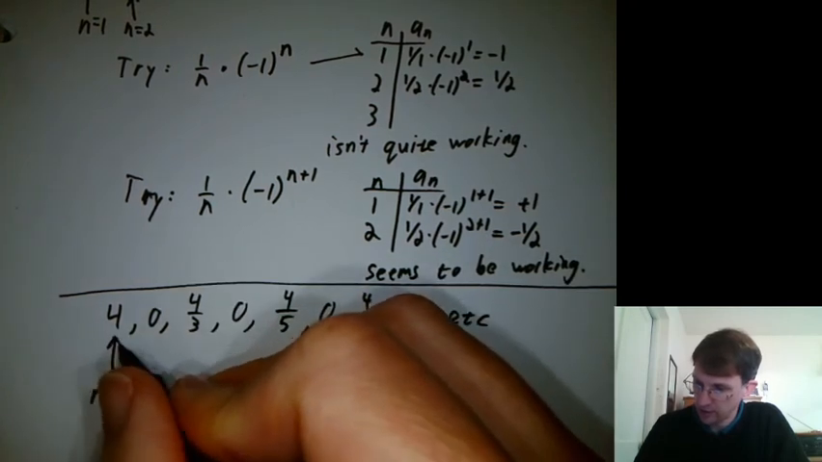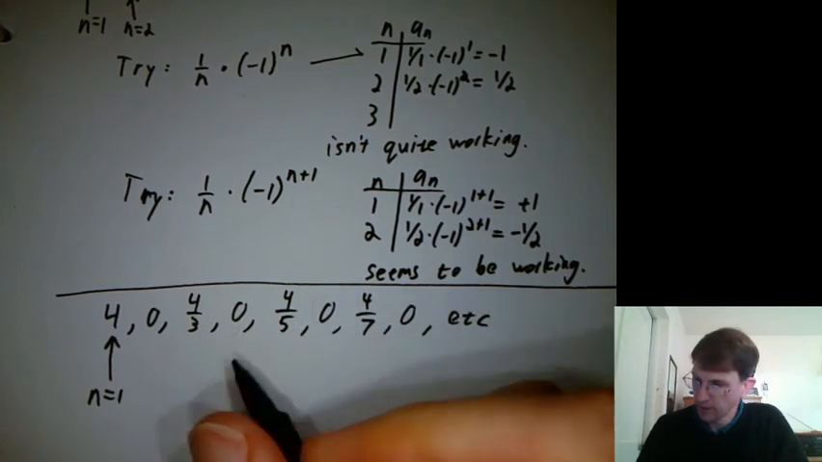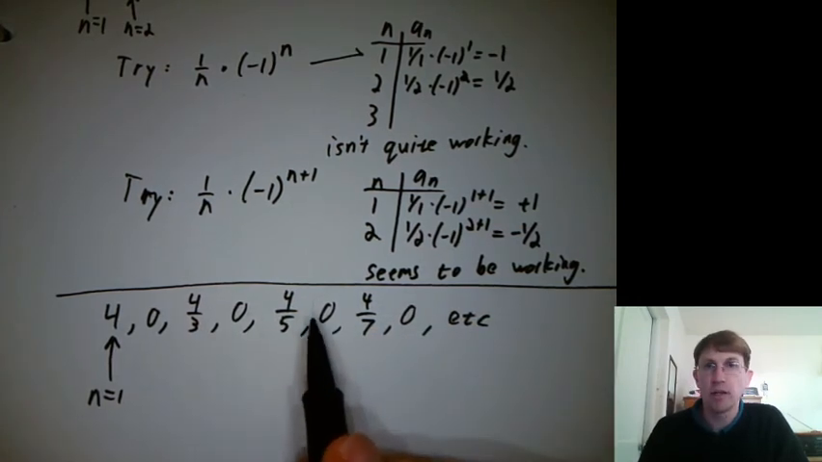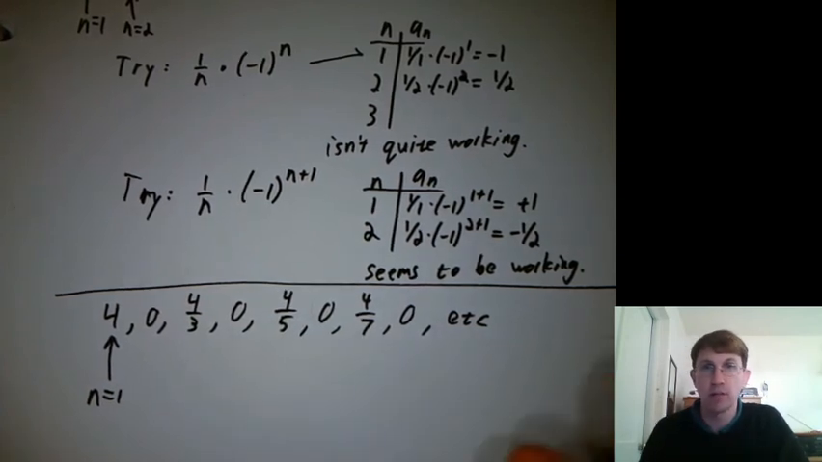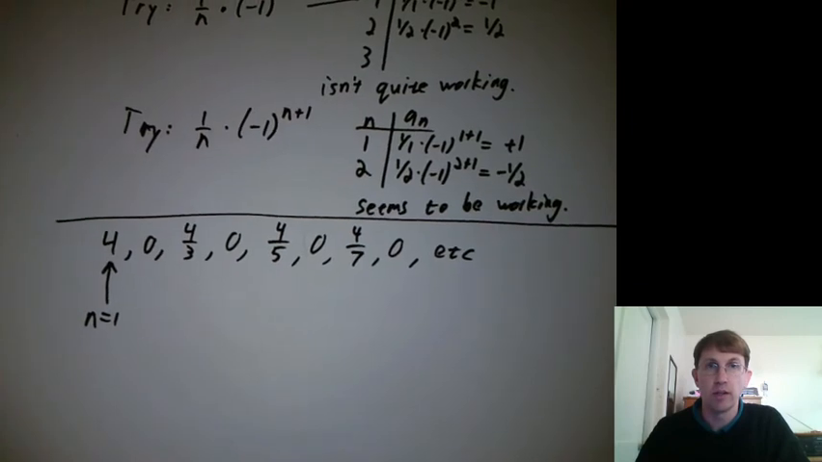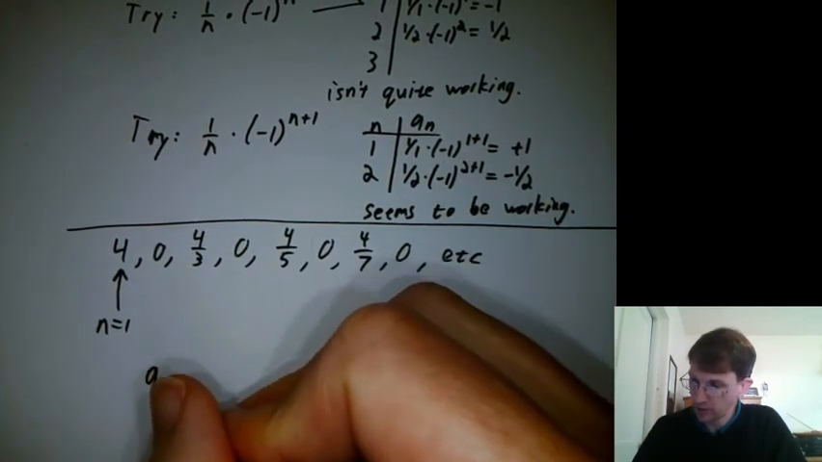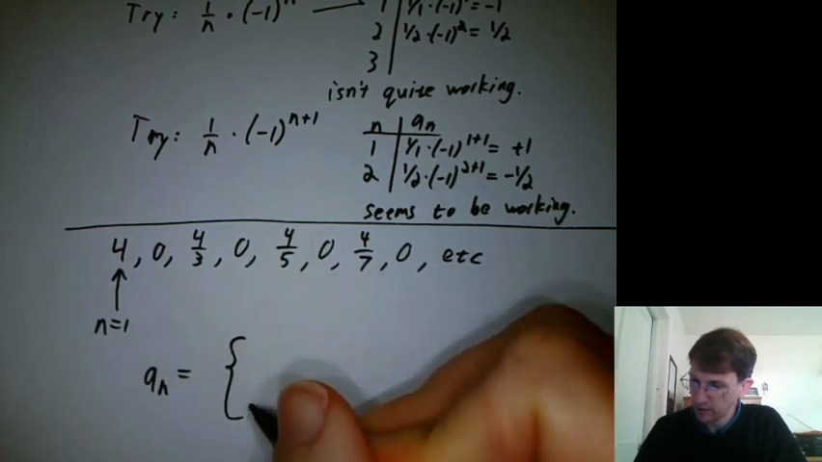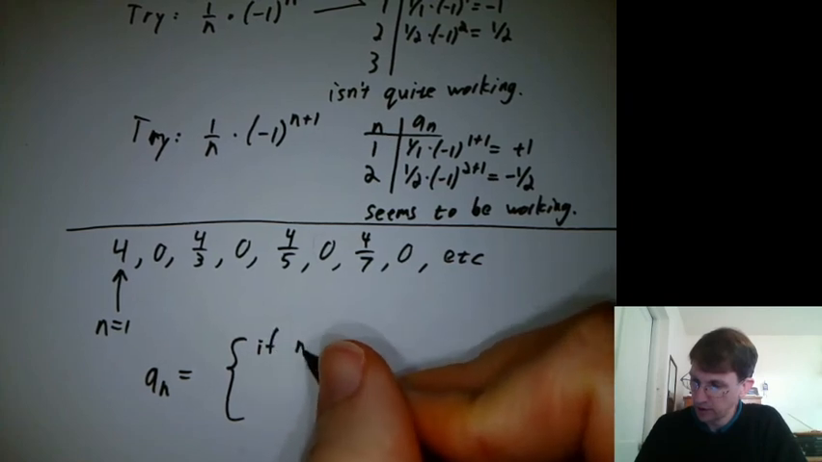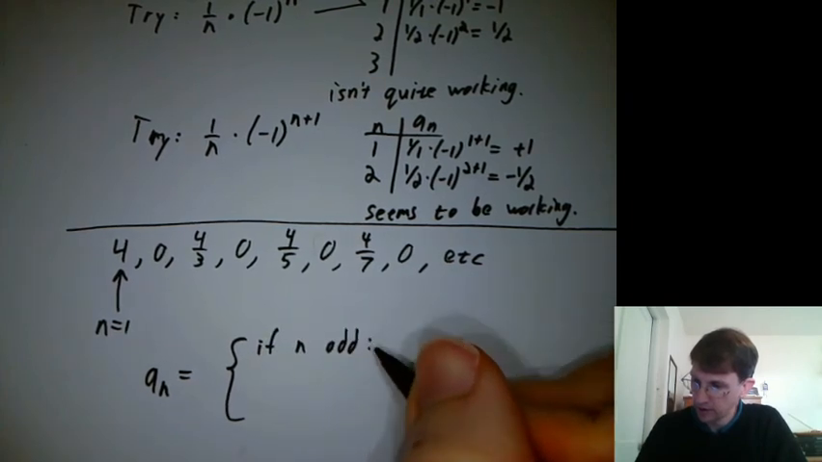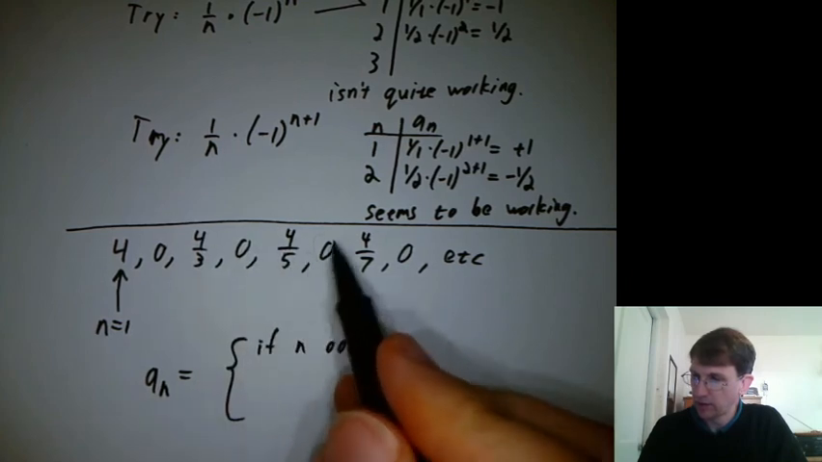Again, we default saying that's n equals 1 gives 4. But here we have alternating behavior. When n is even, we get one thing, one kind of pattern. When n is odd, we get another kind of pattern. So it's okay to specify that in a formula like this. We could say a sub n equals, and have two branches. One would say if n is odd, then what are we getting? Like 4 over n, 4 over n, 4 over n.